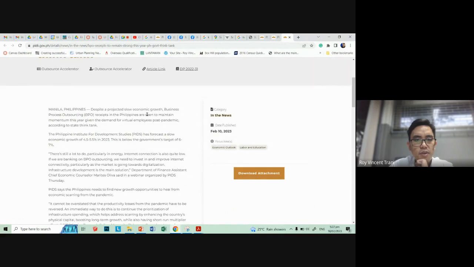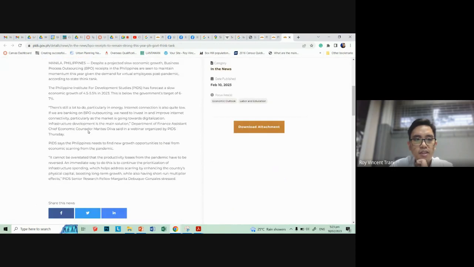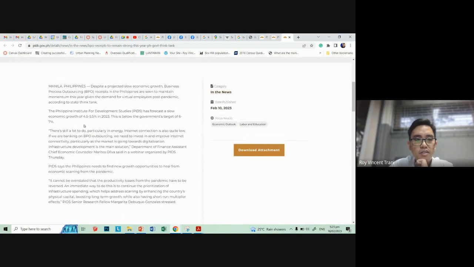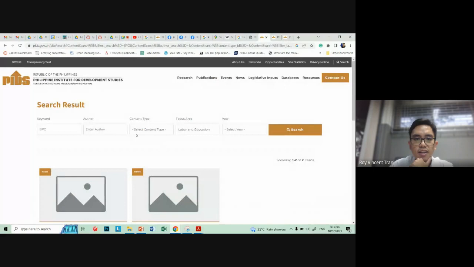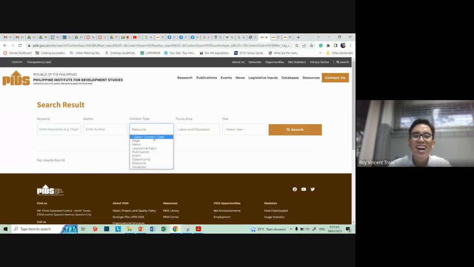There are projected slow economic growth. Business process receipts are seen to maintain momentum this year, given the demand for virtual employees post-pandemic, according to the state think tank. So the Philippine Institute forecast a slow economic growth of 4.5 to 5.5% in 2023. This is below the government target of 6 to 7%. So this is just news. Let's look at any keywords, anything on any resource on labor and education. Let's search. Nothing. Let's look at, let's see, database.